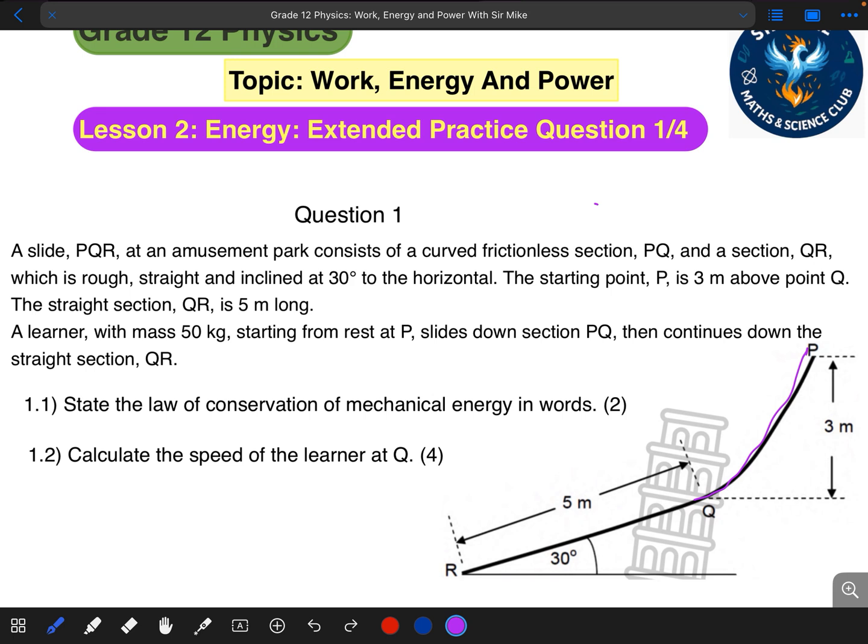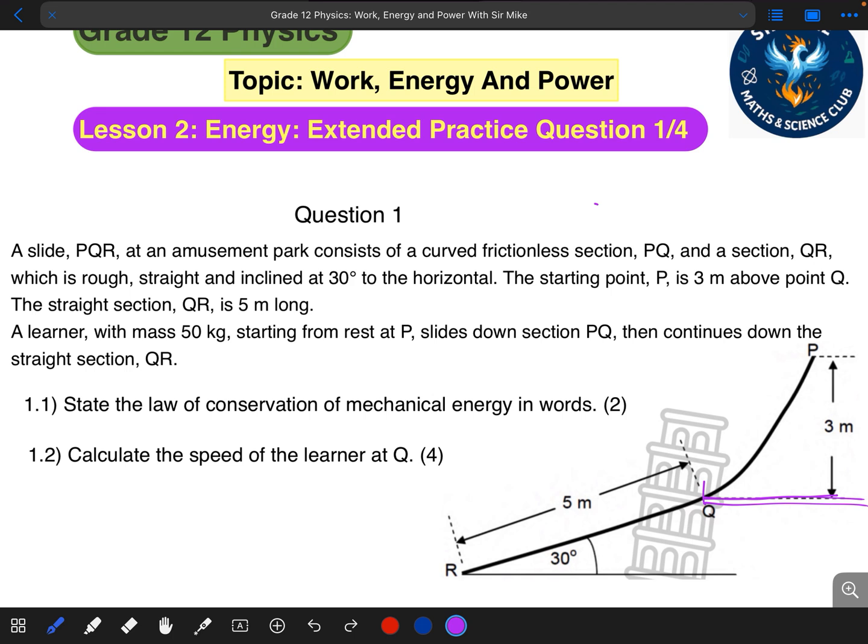They say that the starting point P is 3 meter above point Q. So they're giving us the vertical height between these points. They also say that the straight line section QR is 5 meter long. They said that a learner with mass of 50 kg starts from rest at point P.